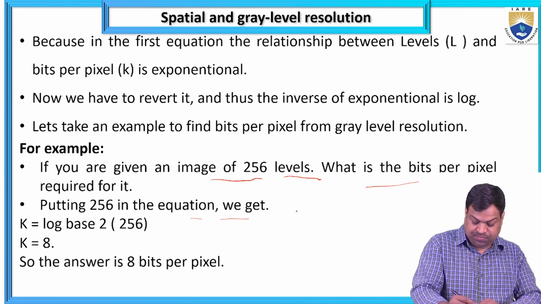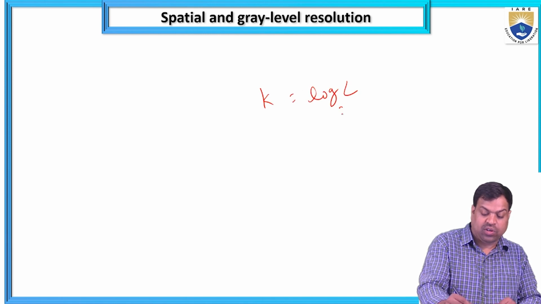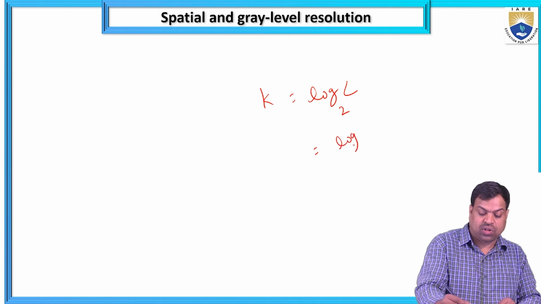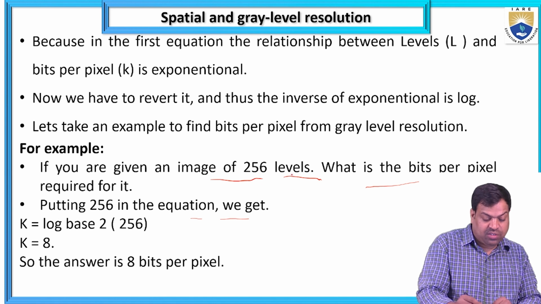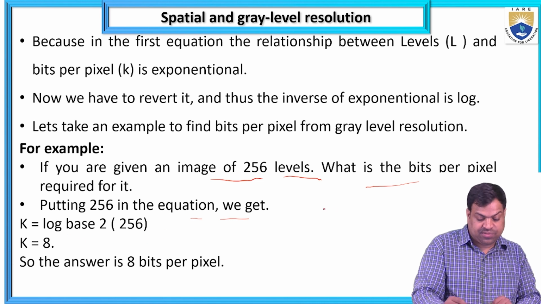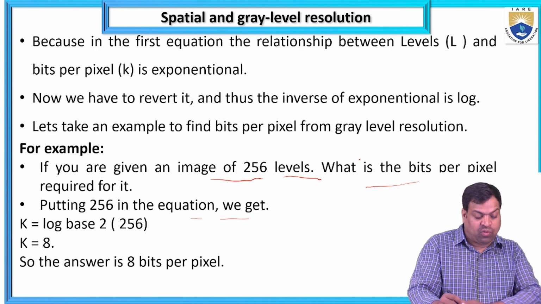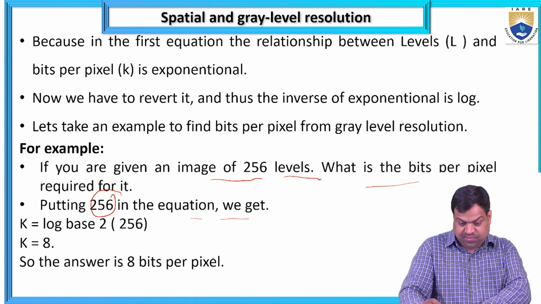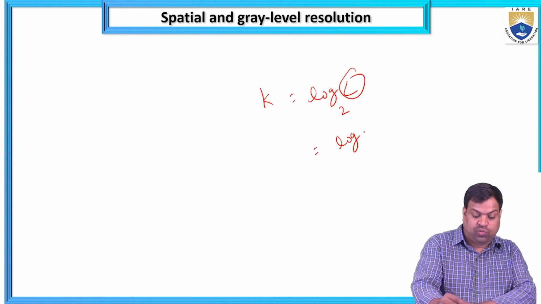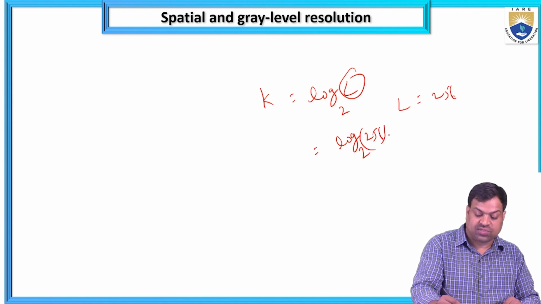So k equal to log L base 2. What is the k value here? Already we know that k equal to log base 2 of 256. k equal to log L base 2. What values are given? L equal to 256, already given.